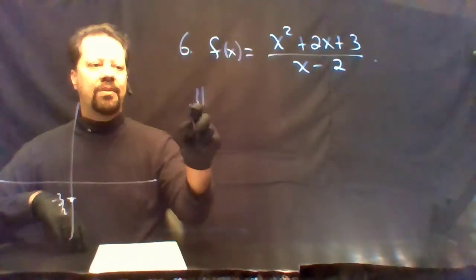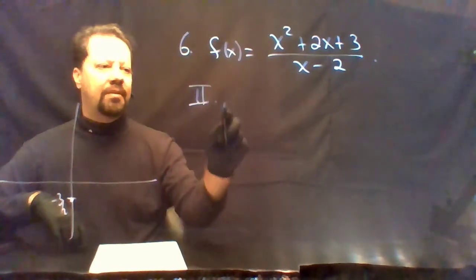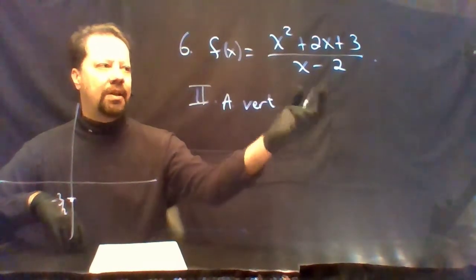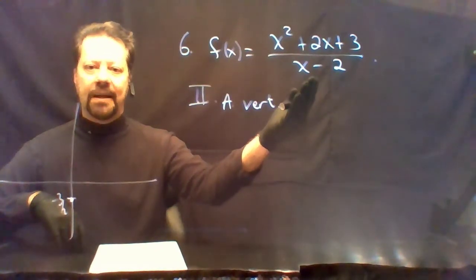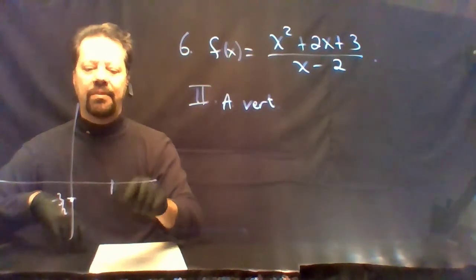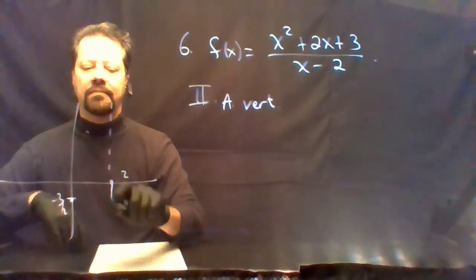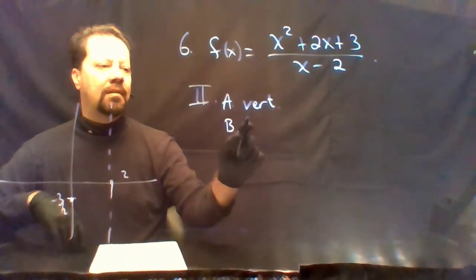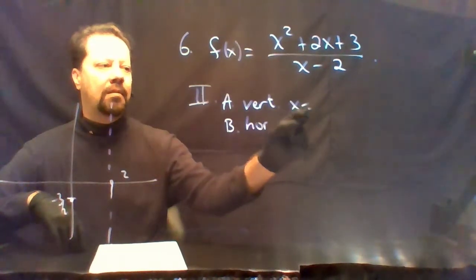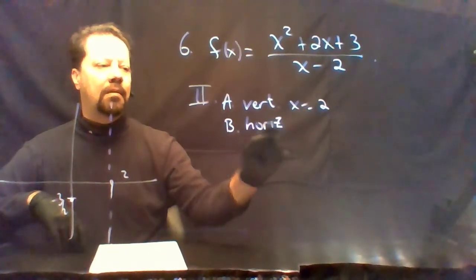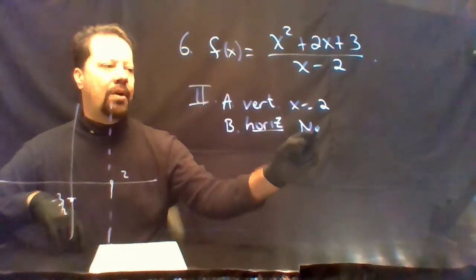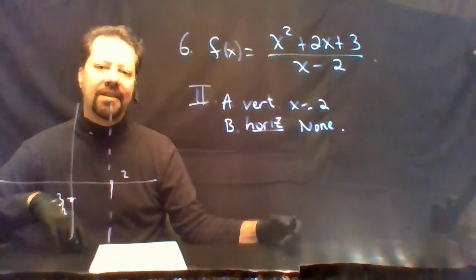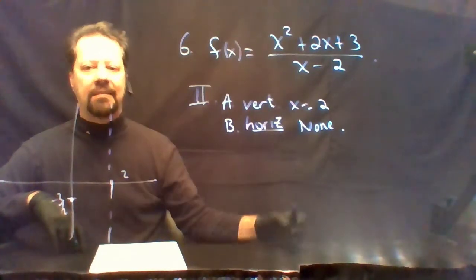On part 2, we look at the asymptotes. The vertical asymptotes are usually obvious by inspection. In this case, x equals 2. There are no horizontal asymptotes since the degree on top is greater than the degree on the bottom.